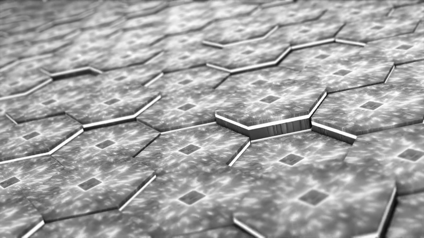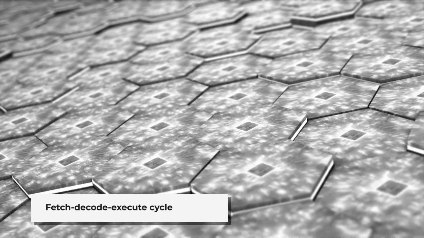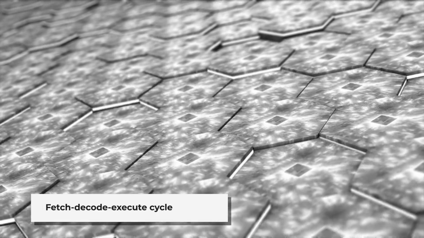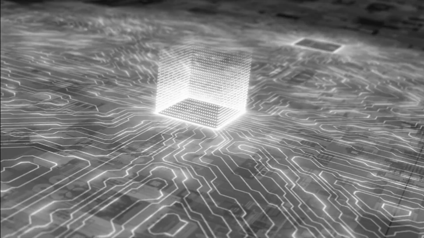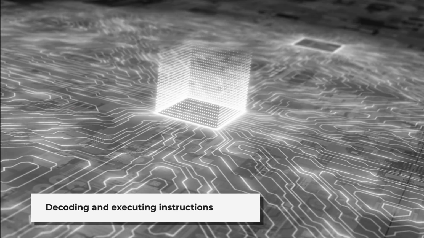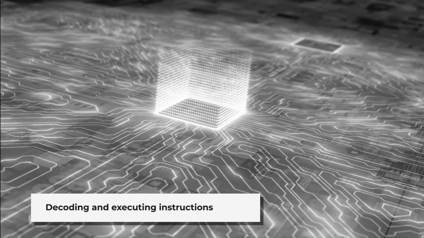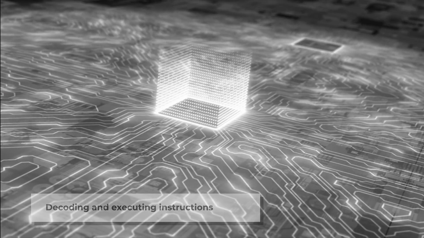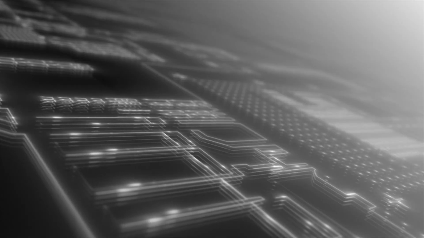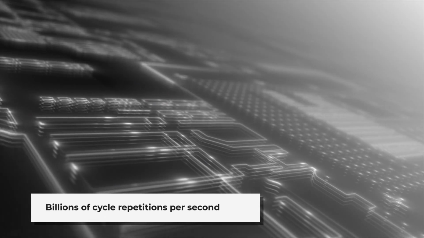The CPU operates through a continuous cycle known as the fetch-decode-execute cycle. First, it fetches an instruction from memory. Then it decodes this instruction to determine what operation needs to be performed. Finally, it executes the instruction, manipulating data or controlling other parts of the computer system. This cycle repeats billions of times per second, creating the illusion of simultaneous operation.